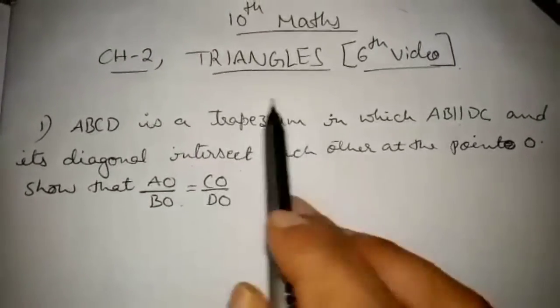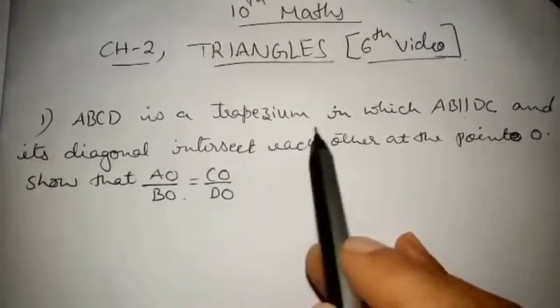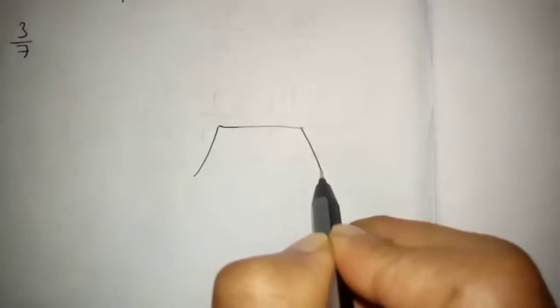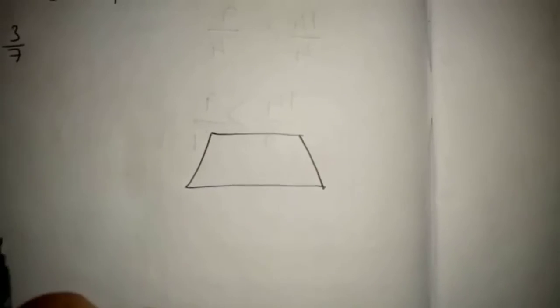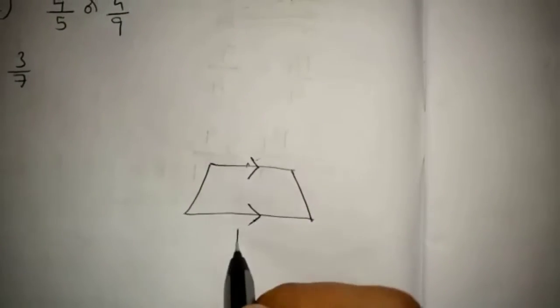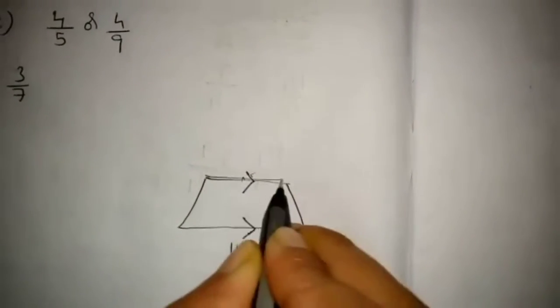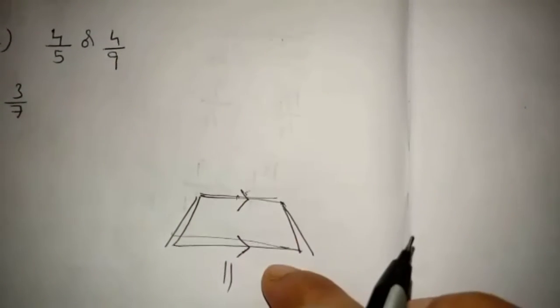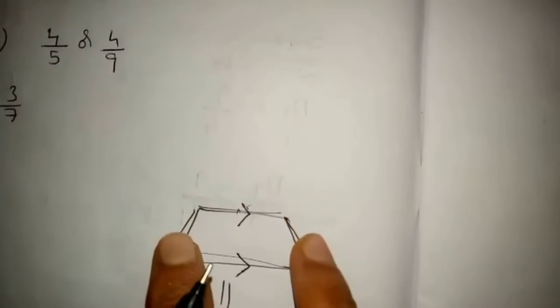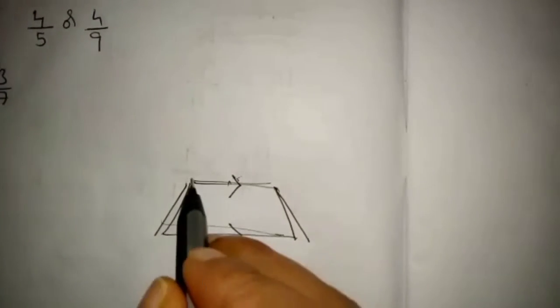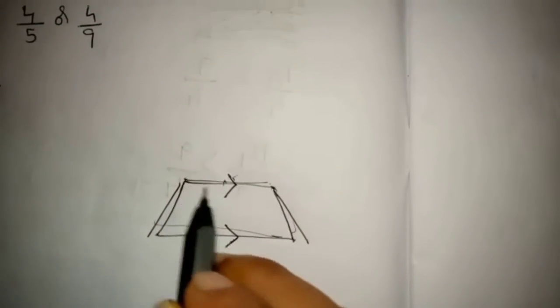ABCD is a trapezium. So what is a trapezium? You have learned in your 9th standard what a trapezium is, in which shape it will be. It will be somewhat like this, right? One pair of opposite sides, these two sides, will be parallel, and these two are not parallel. So one pair of opposite sides will be parallel and the other is not parallel. That is the trapezium.